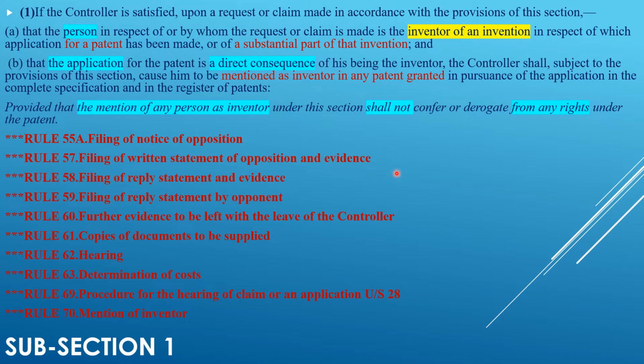Okay, and here are the relevant rules. So just go through them. Rule 55A, that is filing of notice of opposition. Rule 57, filing of written statement of opposition and evidence. Rule 58, filing of reply statement and evidence. Rule 59, filing of reply statement by opponent. Rule 60, further evidence to be left with the leave of the controller. Rule 61, copies of documents to be supplied. Rule 62, hearing. Rule 63, determination of cost. Rule 69, procedure for the hearing of claim or an application under section 28, and rule 70 is mention of inventor. So if you want, you can always go to the details of these rules as well.